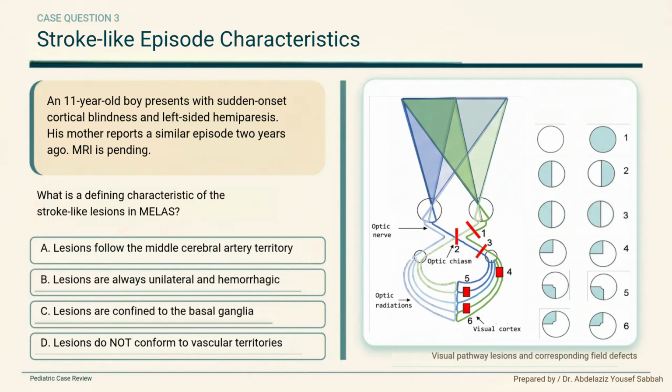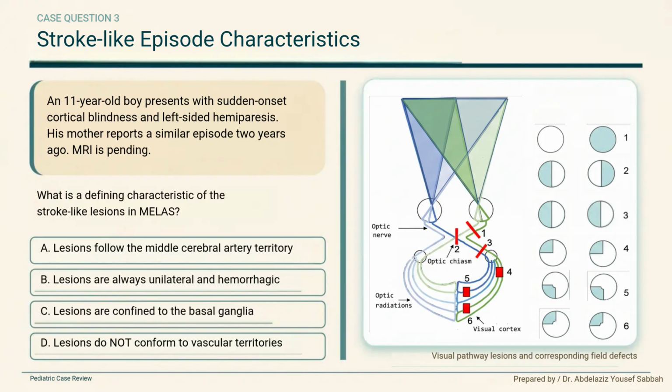Our third case. An 11-year-old boy presents with sudden onset cortical blindness and left-sided hemiparesis. His mother reports a similar episode 2 years ago. Brain imaging is currently pending. The question is, what is a defining characteristic of the stroke-like lesions in MELAS?